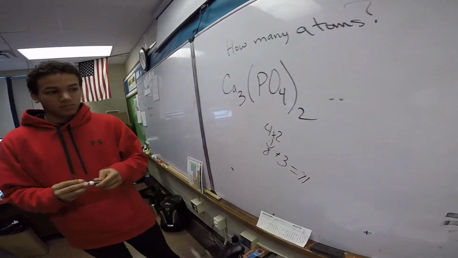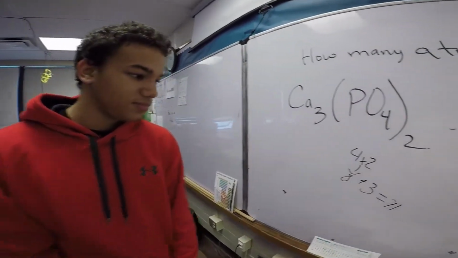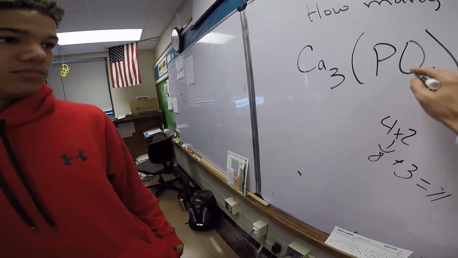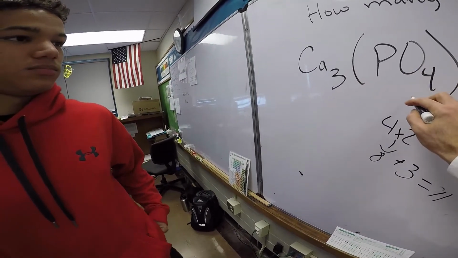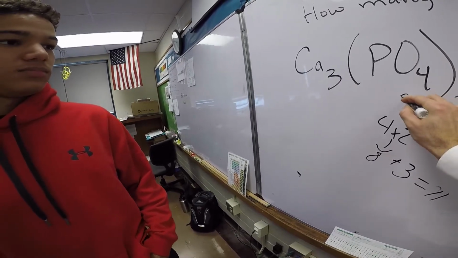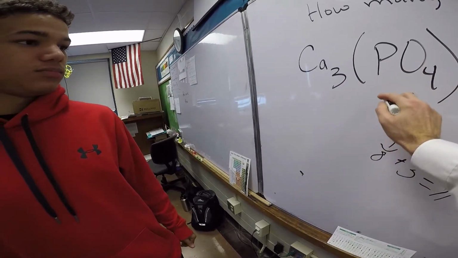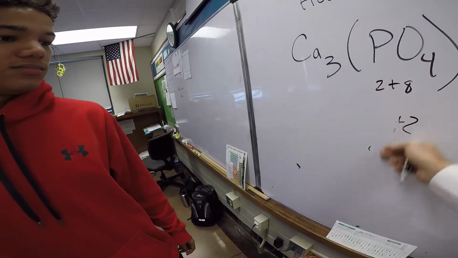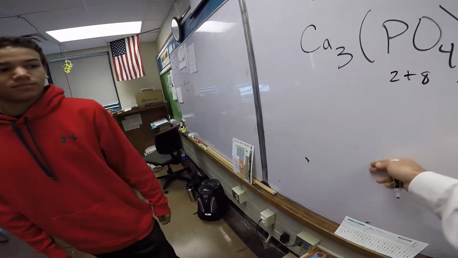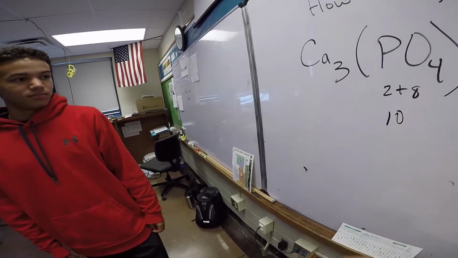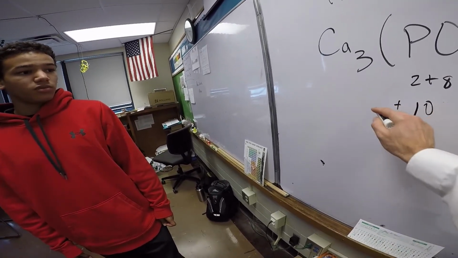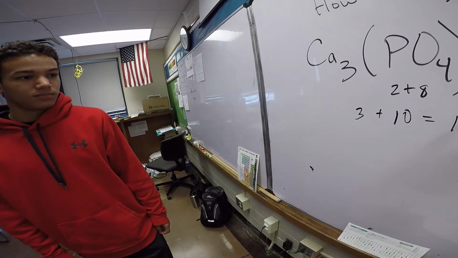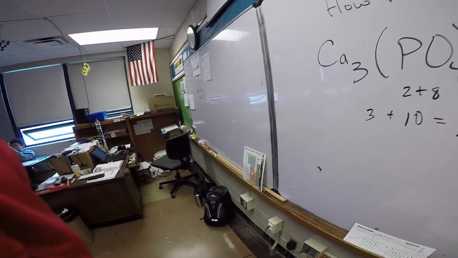Now you're close here. You got 2 of the PO4s, right? So if there are 4 of these here, you got 2 times 2. Actually, 4 times 2 is 8, right? And then 2 times 1 is 2. So you got a total of how many there? 10. Right. So you got 10 right here. How many you got in the calcium? 3. So that equals 13. So it's 13.